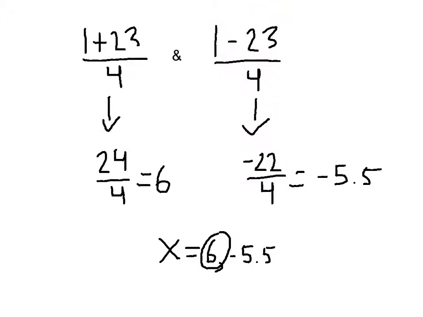So here we have this broken up. We have 1 plus 23 and 1 minus 23, over 4. If we do this, we're going to get 24 over 4 equals 6, and negative 22 over 4 equals negative 5.5. So here we have x equals 6 and negative 5.5. With age problems, we're going to pick the 6, because as far as I know, there is no negative age.